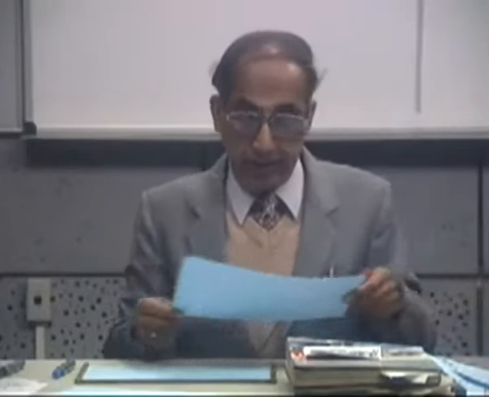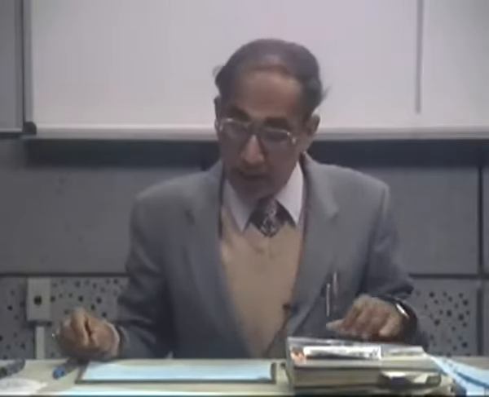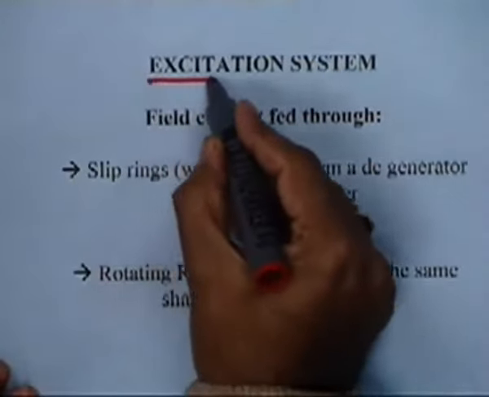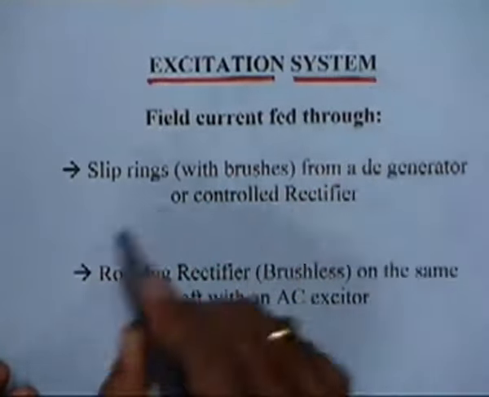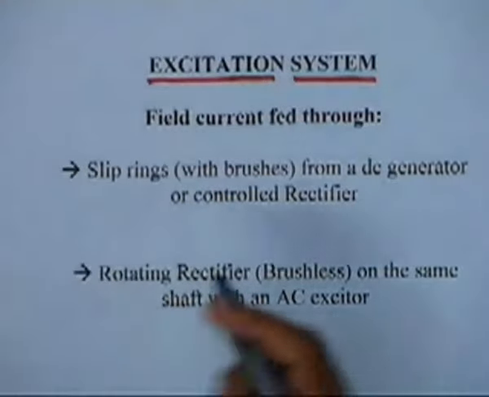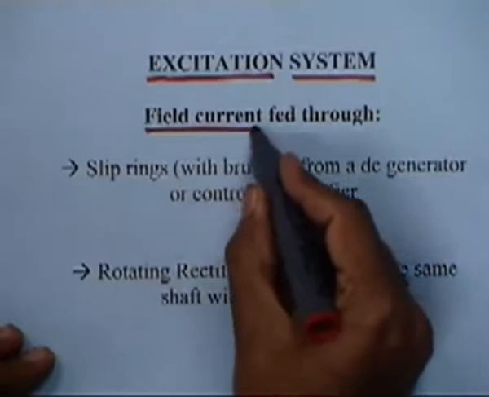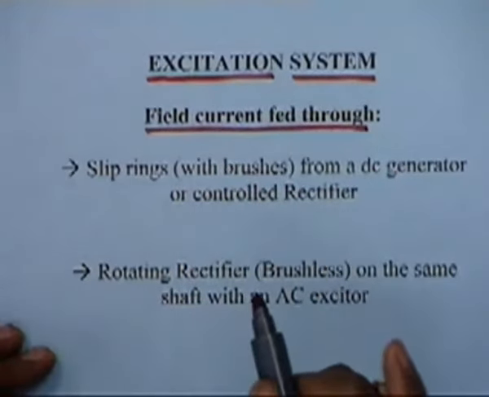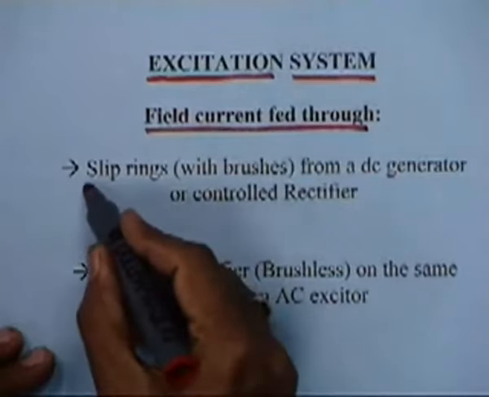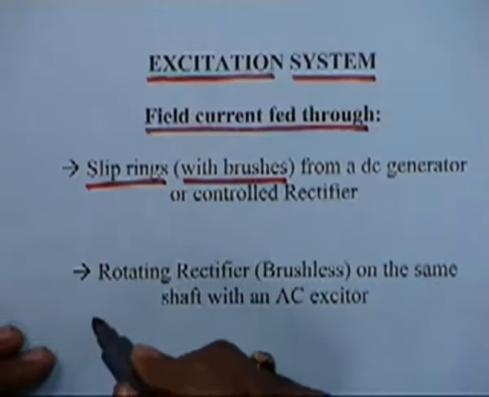Now, the last point before we look at the actual pictures of these machines is the so-called excitation system. That is how you are going to have the field current produced to feed it to the field winding. That means the field current is fed through two possible ways. One we have already discussed: through the slip rings with brushes. Whenever you have slip rings, you need the brushes.